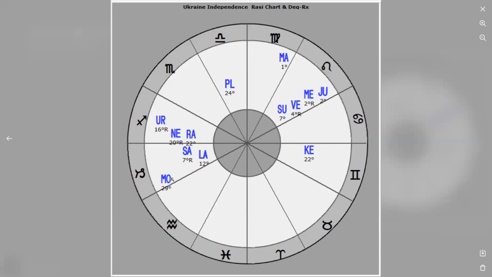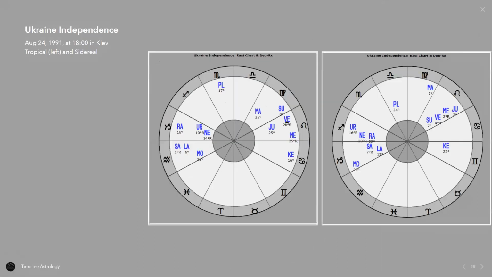same. We're just changing the signs. We're not changing the house. I'm using whole sign houses here, by the way. And so Pluto moved in here in January 2020. And this is the key thing here.